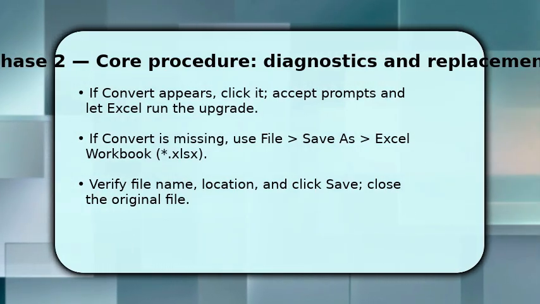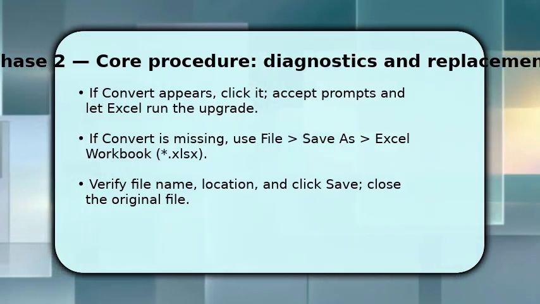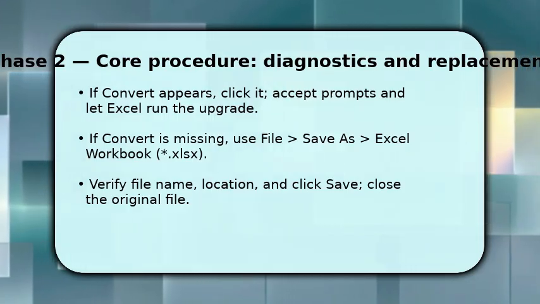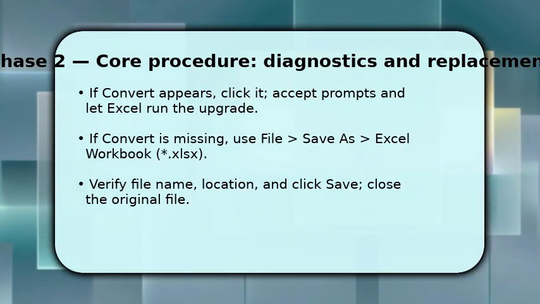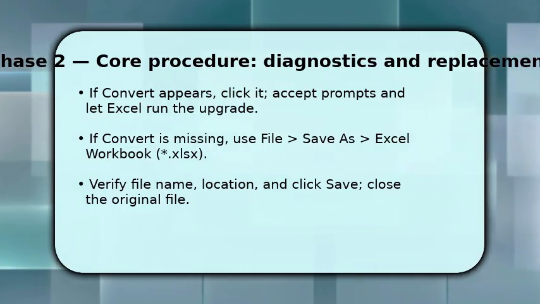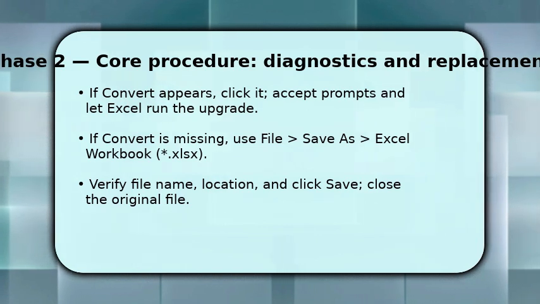If Convert is not available, you Save As and choose Excel Workbook, XLSX. This explicitly writes a modern file. After saving, close the old document so you don't reopen the legacy copy. Make sure to reopen the new XLSX to confirm that compatibility mode is gone and features behave as expected.